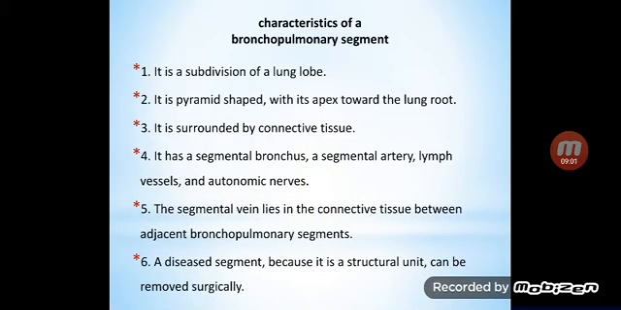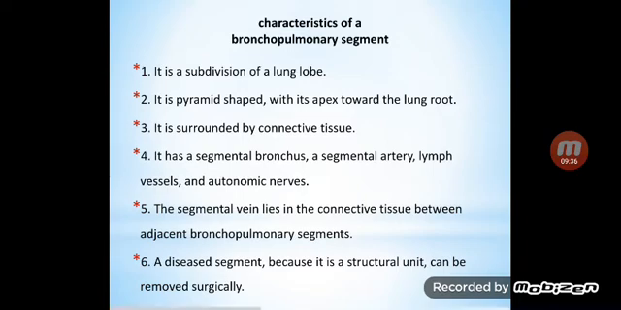So to understand the bronchopulmonary segments, these are some main characteristics. It is a subdivision of the lung lobe, as I mentioned. It is pyramidal in shape and the apex is toward the lung root, as the previous slide shows. It is surrounded by connective tissue.